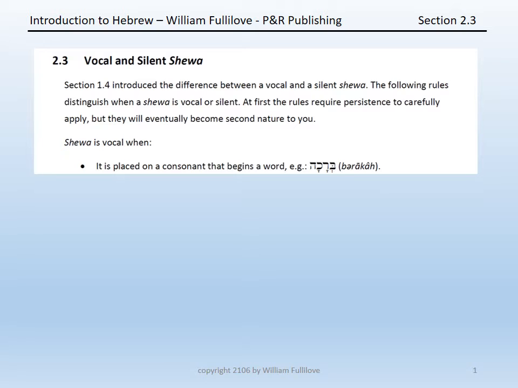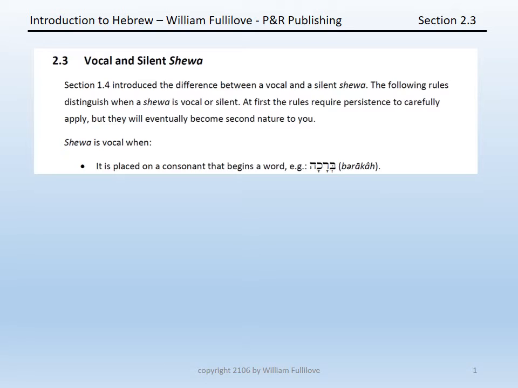At first, these rules will require significant effort to carefully apply, but if you work now, they will eventually become second nature to you. The rules for when a schwa is vocal depend on the fact, as discussed in chapter 1, that each Hebrew syllable has one and only one vowel sound.